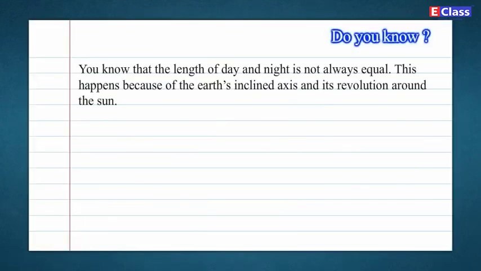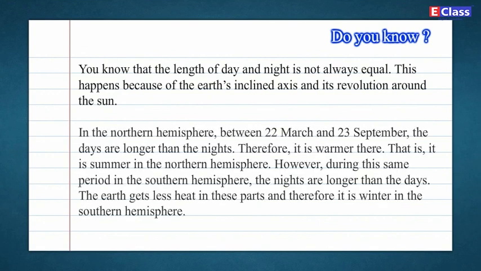Do you know that the length of day and night is not always equal? This happens because of the Earth's inclined axis and its revolution around the Sun. In the Northern Hemisphere, between 22nd March and 23rd September, the days are longer than the nights. Therefore, it is warmer there. That is, it is summer in the Northern Hemisphere.